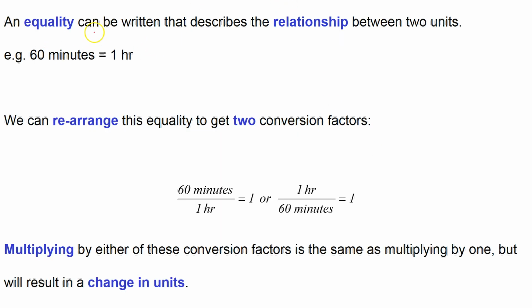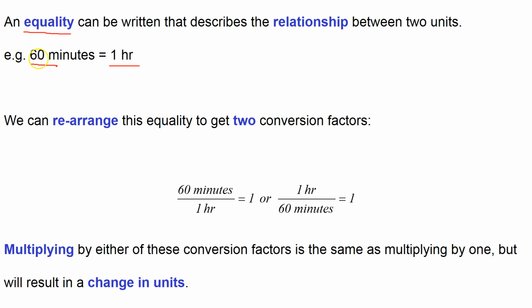So you probably have already seen this idea. For two systems of units, we can write, or we can look up what's known as an equality that relates one unit to the other. And a real simple example of this is we know that 60 minutes is equal to 1 hour. And it's these equalities that we use to construct conversion factors.